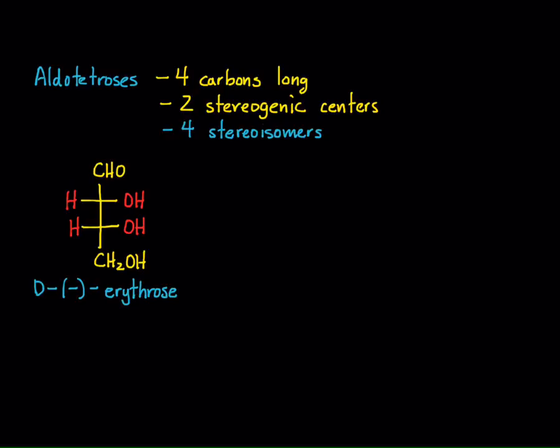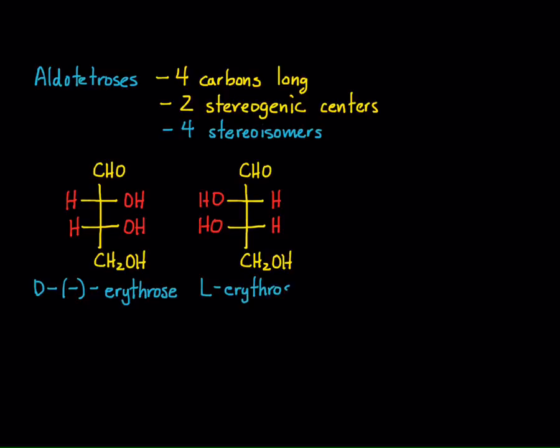And of course, it has an enantiomer to it, which is the mirror image of it. And so I can draw that mirror image. Looks like this, right? So now the 2 OH groups are on the left-hand side, and since the configurational carbon has its OH group on the left-hand side, it is L-erythrose, right? So we have D and L-erythrose.